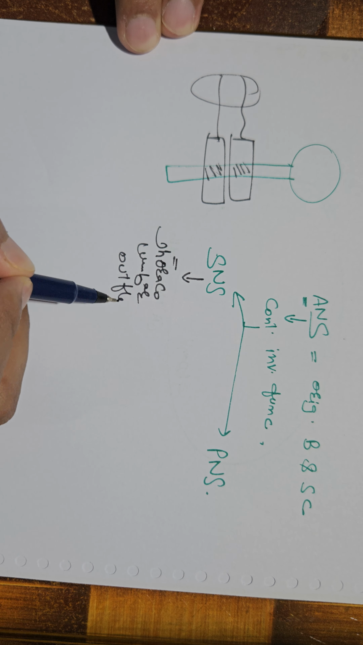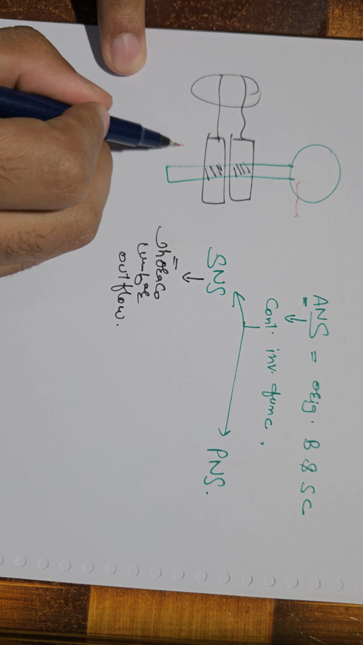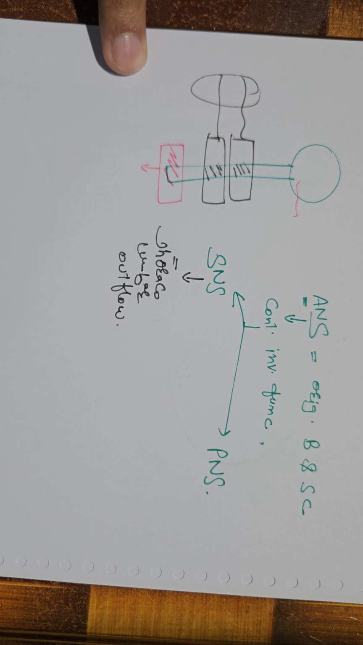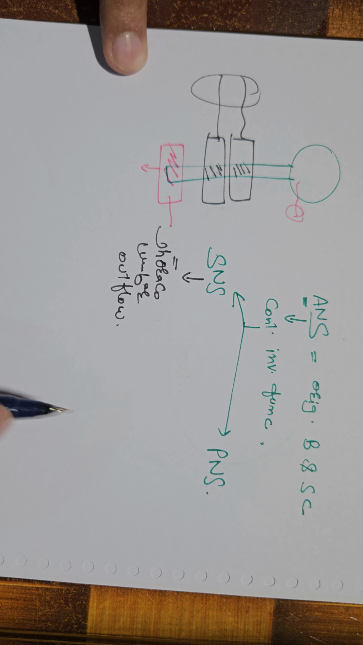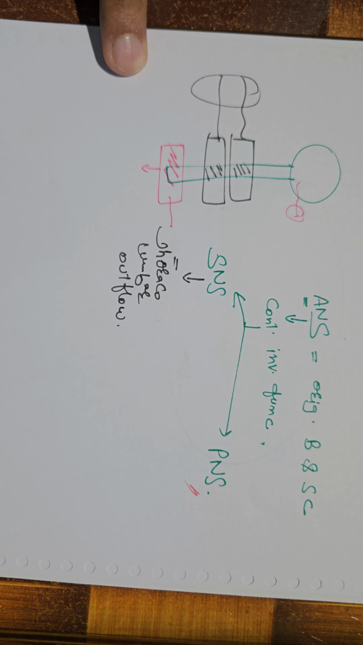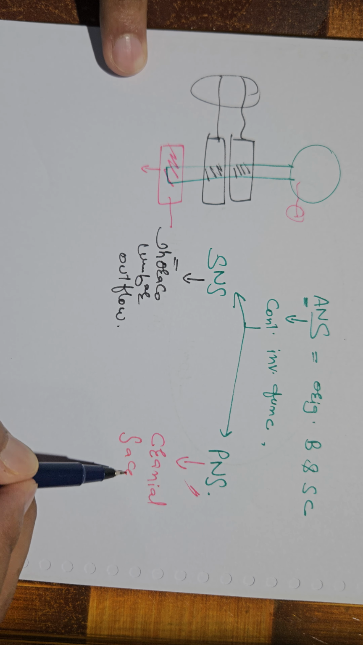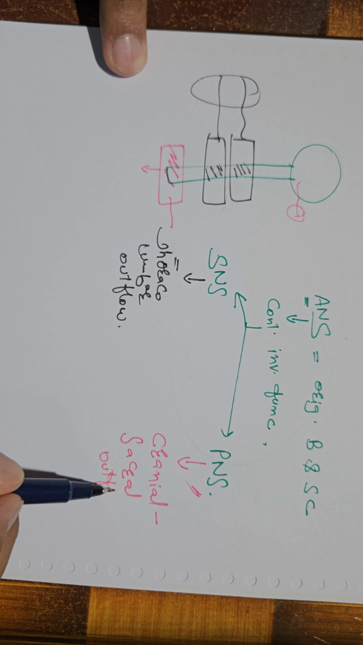Clear? Similarly, those nerves which are originating from the brain, that's cranial portion, and from the sacral portion of the spinal cord, they constitute parasympathetic nervous system. So parasympathetic nervous system are those nerves which originate from the cranial, that's the brain, and from the sacral portion of the spinal cord. So they constitute craniosacral outflow.